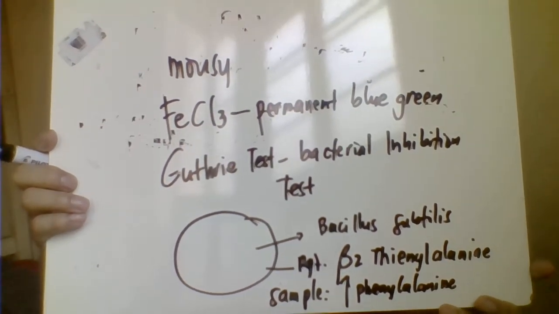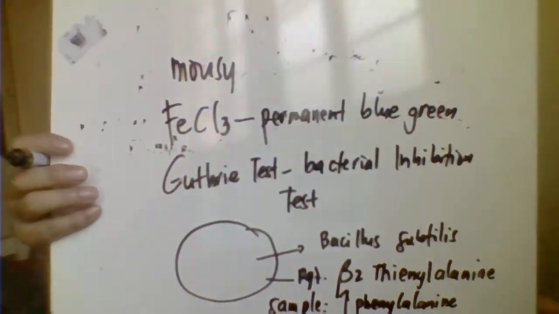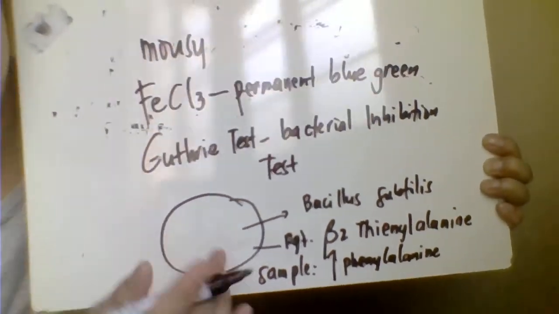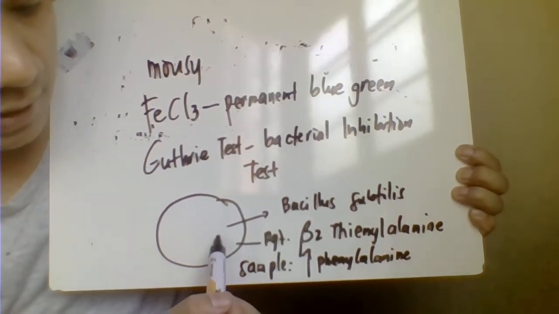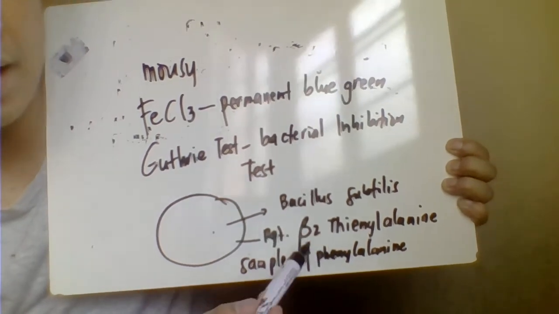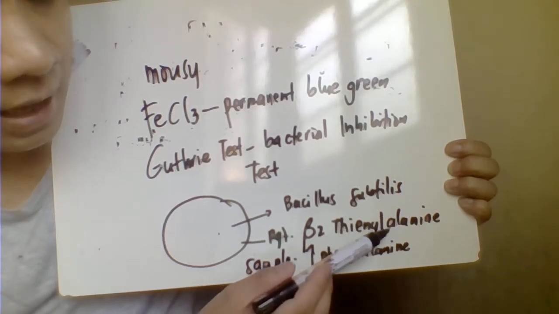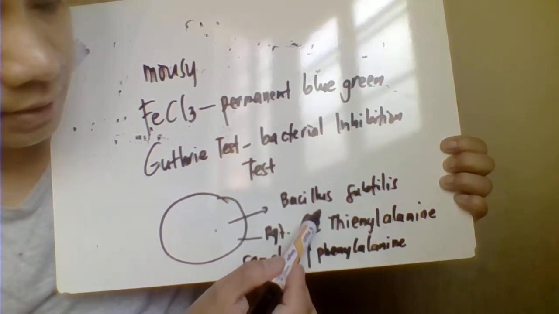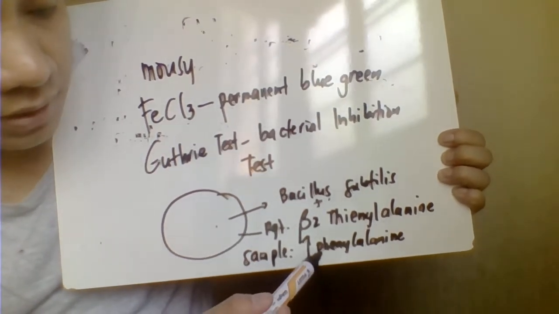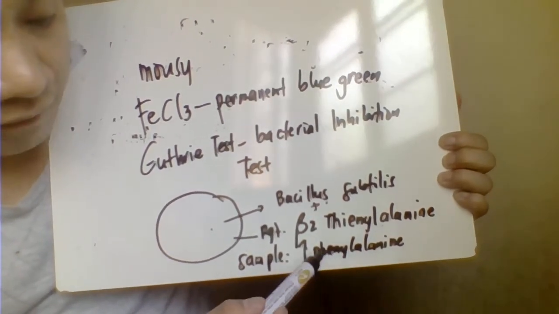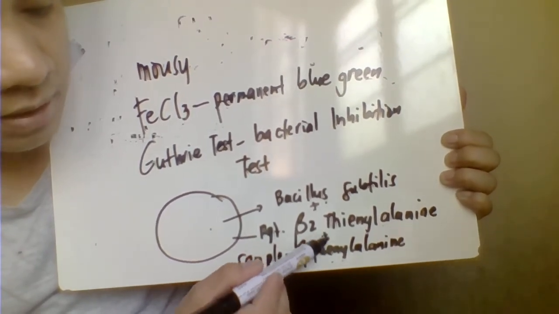Your Guthrie test is a bacterial inhibition test. Gumagamit tayo ng Bacillus subtilis. Then, ang reagent nito, meron kang beta-2 thienylalanine. Ang principle nito, your beta-2 thienylalanine inhibits the bacteria. So, your sample contains a high concentration of phenylalanine. Ang phenylalanine sa blood ni patient, ini-inhibit niya ang beta-2 thienylalanine.